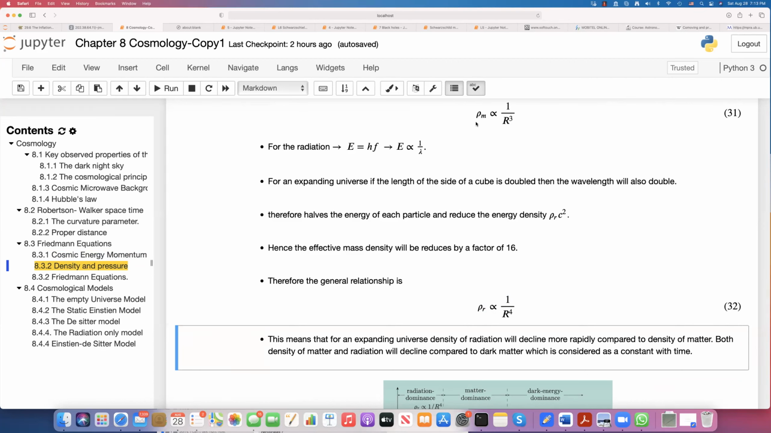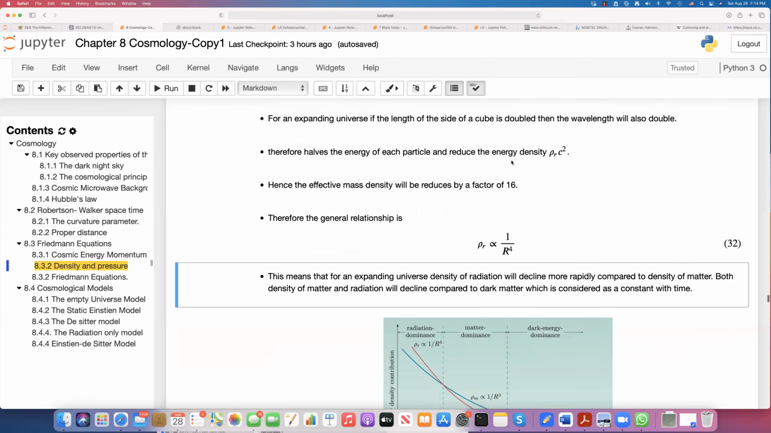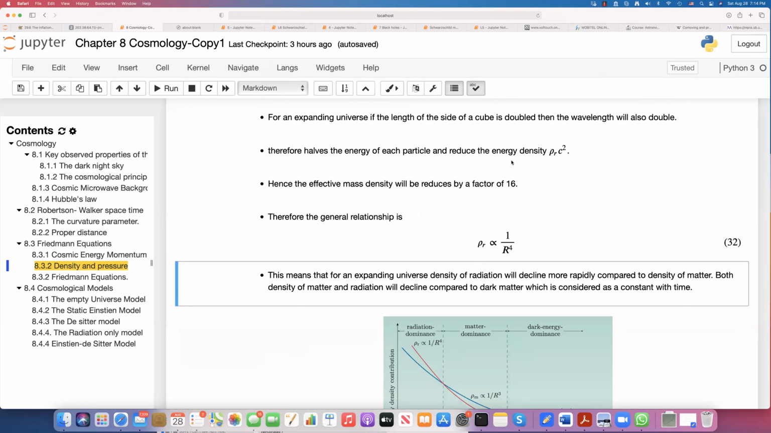So those are two different relations. And you can see when r, or the scaling factor, increases gradually, the radiation density that goes like 1 over r to the power 4 will quickly decline compared to the matter density, right? And in fact, this is what has happened to our universe according to the Big Bang theory. And remember that we only discuss here matter and radiation densities.